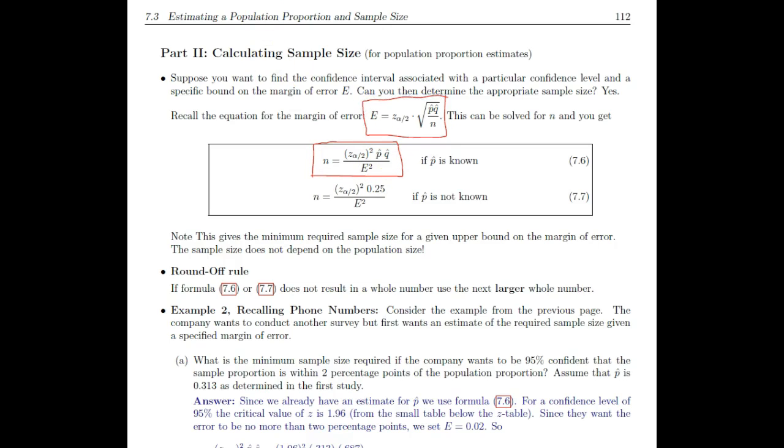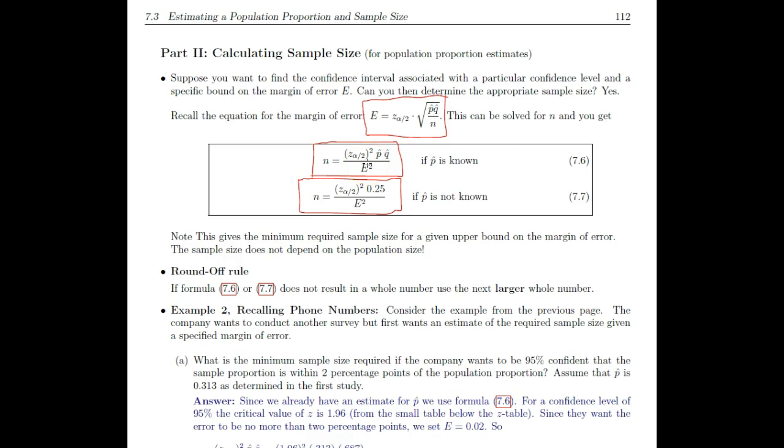So this is maybe less practical, kind of like the mean stuff that we did last class, assuming that sigma was known. So more likely in reality, you're going to use this formula right here, which basically is, if you don't know p hat and q hat, then what's your best guess? Well, 50-50, I guess. So that's basically what this formula is. It plugs 0.5 in for p and 0.5 in for q, and then 0.5 times 0.5 gives you 0.25.